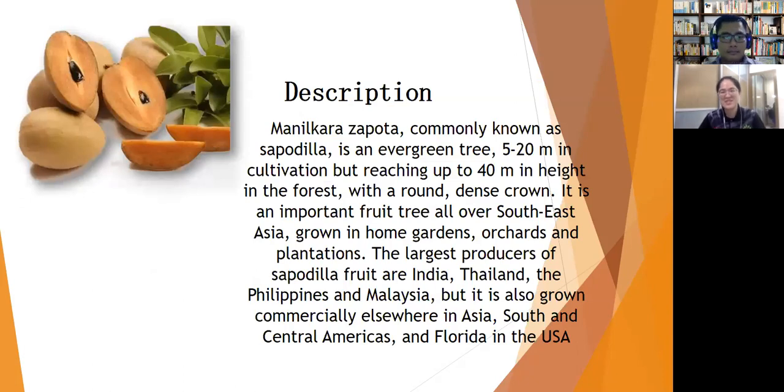So this is the description of the Chiku plant. Manilkara zapota, also known as sapodilla. Also, we call it Chiku. It is an evergreen tree, 5 to 20 meters in cultivation, that can reach up to 40 meters in the forest. It is a tree with a round, dense crown. It is an important fruit tree planted over Southeast Asia, such as Thailand, the Philippines, and of course our country Malaysia. Besides these countries, it is also planted in Asia, Central America, and Florida in the US.